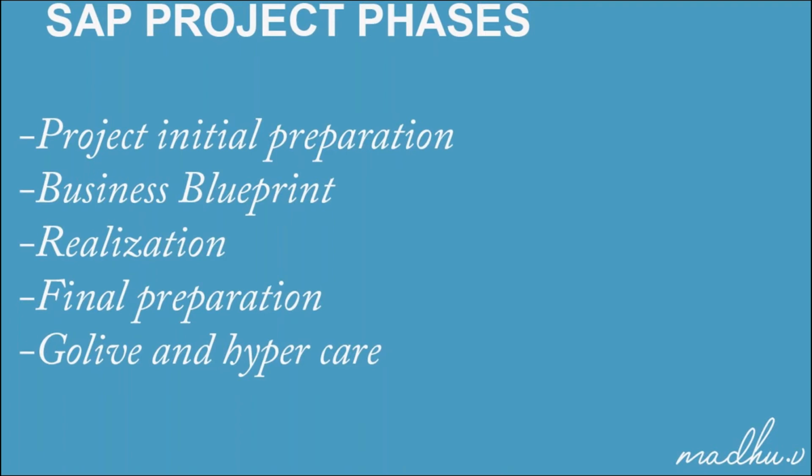Once the realization is completed, in the final preparation the transports are moved from the development system to the production system. The transports carry the configuration from development to production, and we should load the master data in the production system directly. We should also work on the role matrix, roles and authorization. Once the final preparation phase is completed, the next phase is go live.